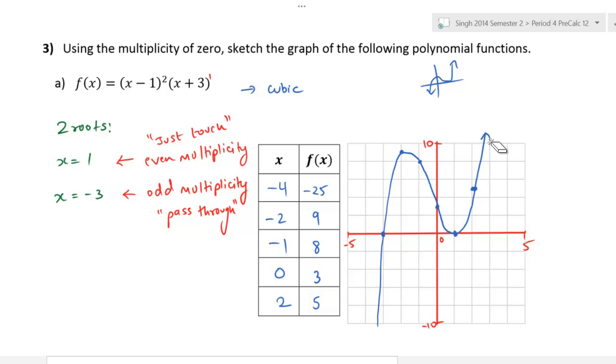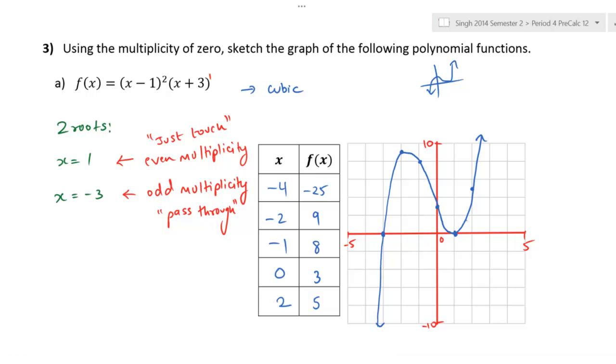Of course, I kind of missed that point, so let me redraw that. So passing through that point all the way up, and of course I get the shape that I was expecting, a cubic function with the 2 roots with those multiplicities. So that's the final graph that we should be getting.